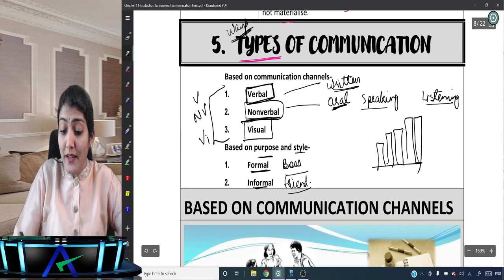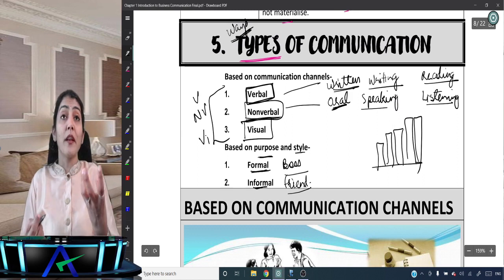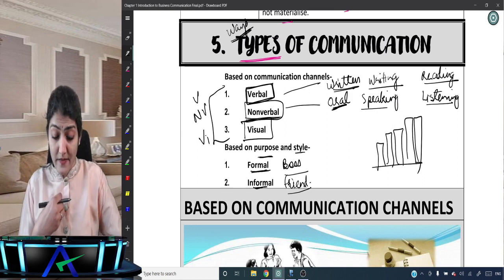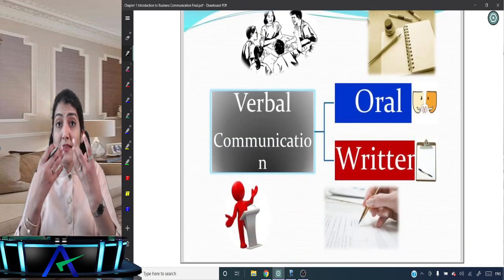I told you the writing skills would be required for written communication, and here the reading skills on the part of the receiver. And for oral communication, speaking skills, and for the receiver, that would be the listening skills. So verbal communication could be oral, what I am saying right now.